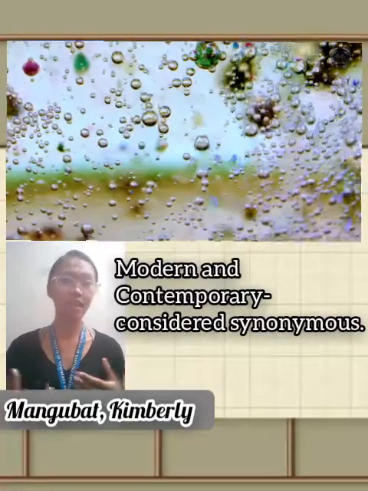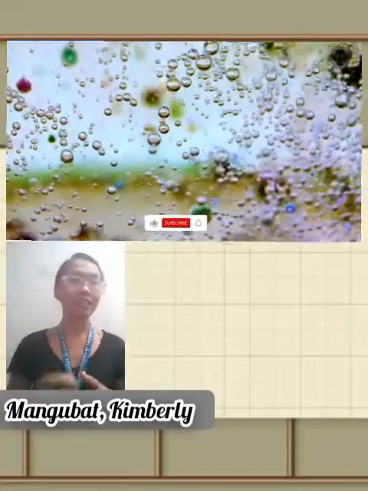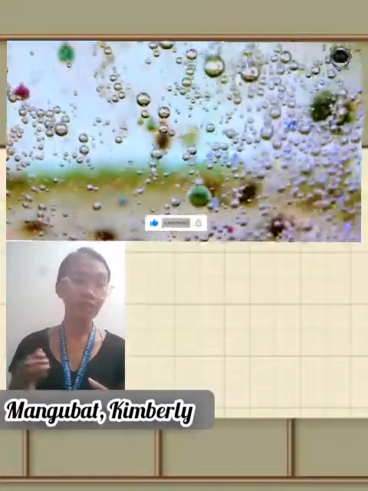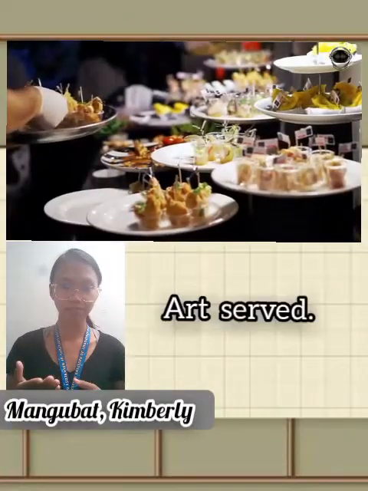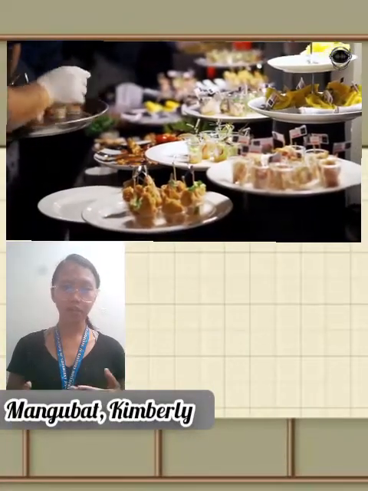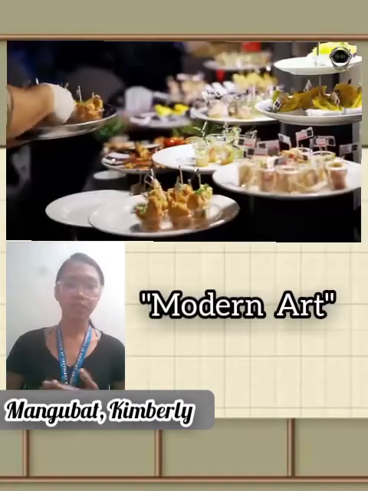Another source of confusion is the fact that in the colloquial, modern and contemporary are considered synonymous. This, however, is not the case when these terms are used in the context of art. Therein, they refer to two different but consecutive periods, qualified by different approaches to art making and the function that art serves. To better make sense of contemporary art, perhaps it is best to dial back to its predecessor, modern art.